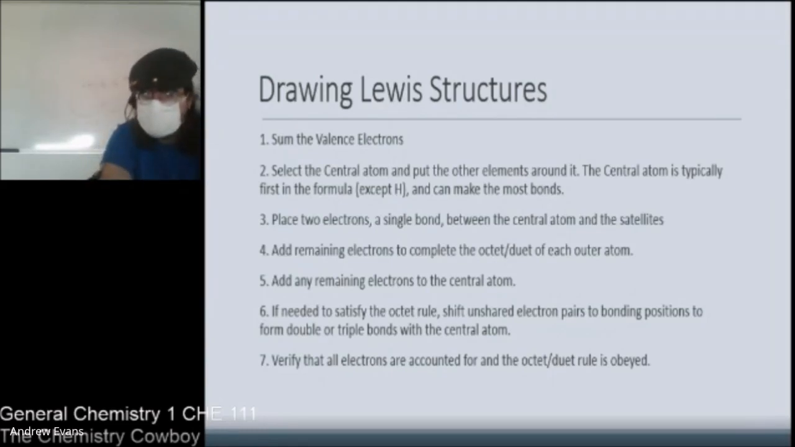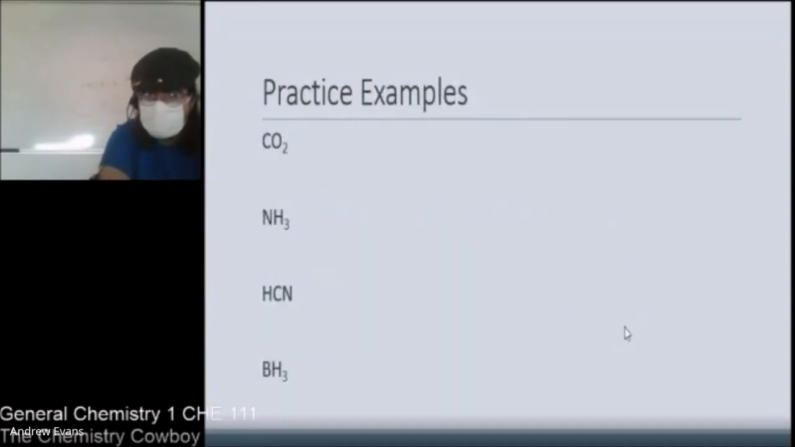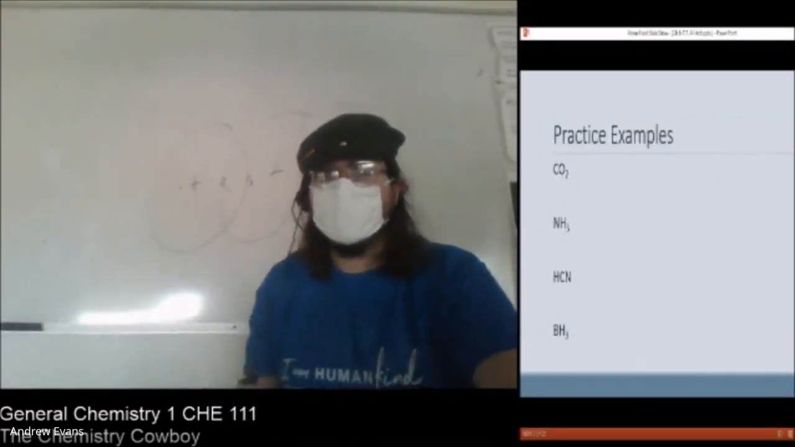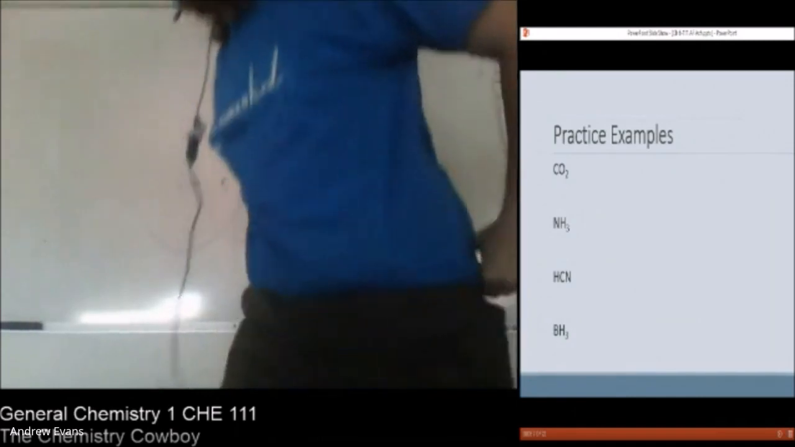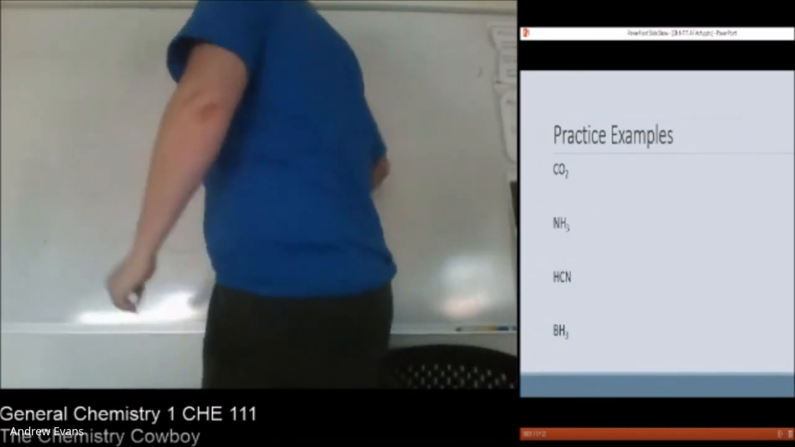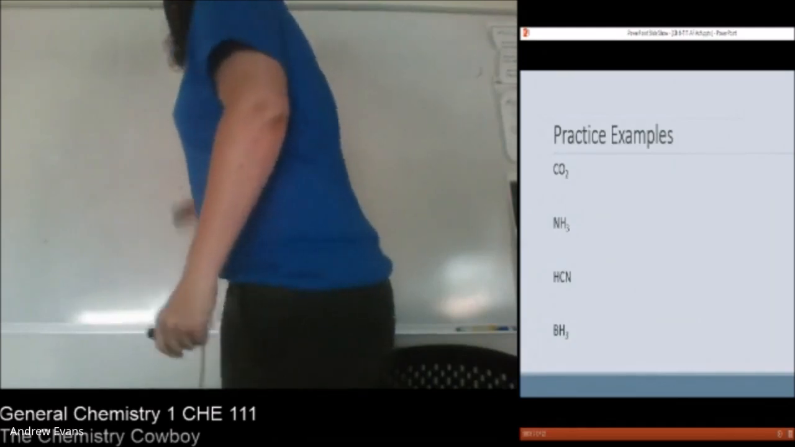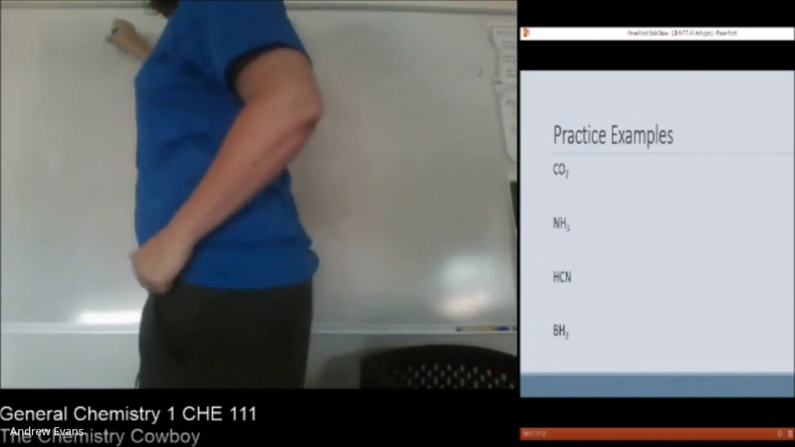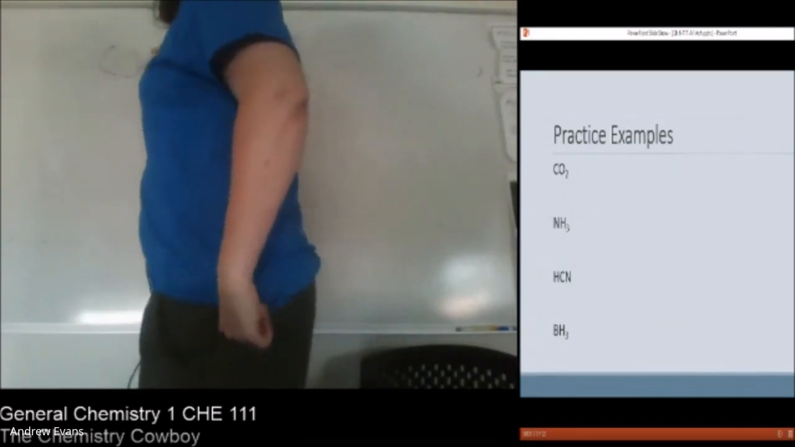Now, the best way to do this is to see this in practice. And so that's what we're going to do. We have CO2, NH3, HCN, BH3. And so we're going to try that. Start with carbon dioxide, CO2. When we look at the valence electrons, we're going to look at what group they are.